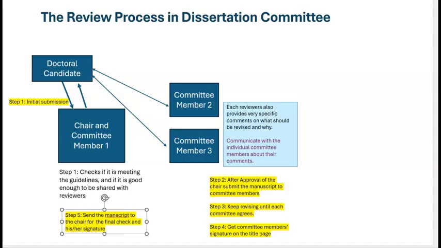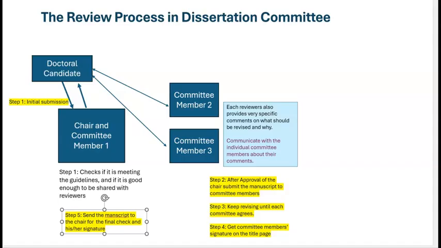So committee members, just like reviewer 2 and 3 in journals' peer review process, they will review doctoral candidates' work. And then they will give a very specific comment based on their expertise. Usually they would say the candidate needs to revise this part and that part and add this reading or something, and then they will also explain why.